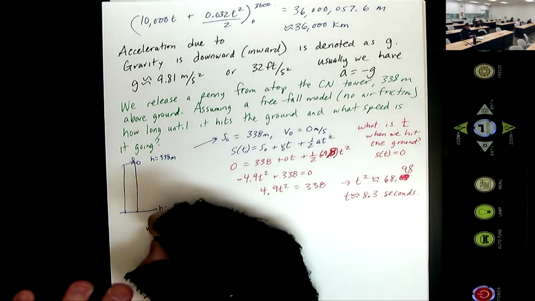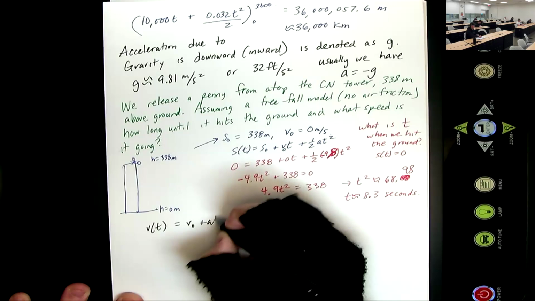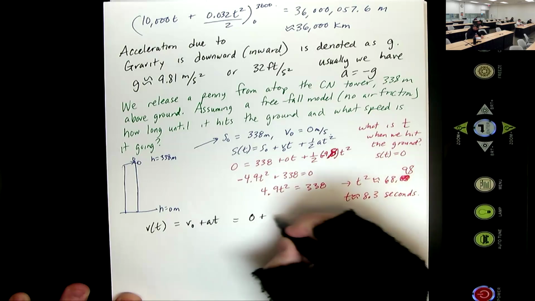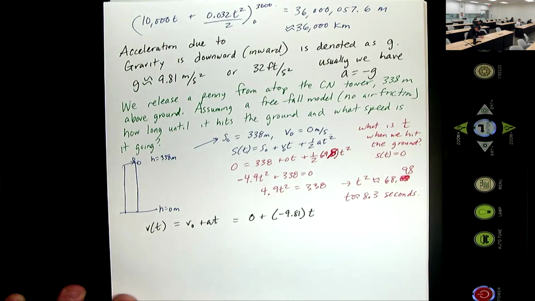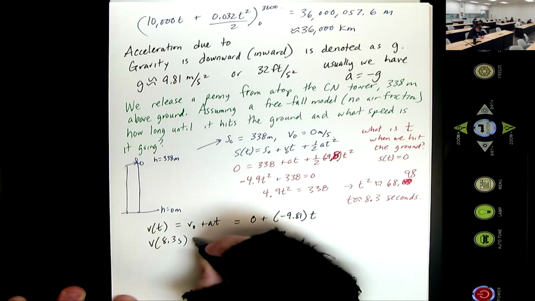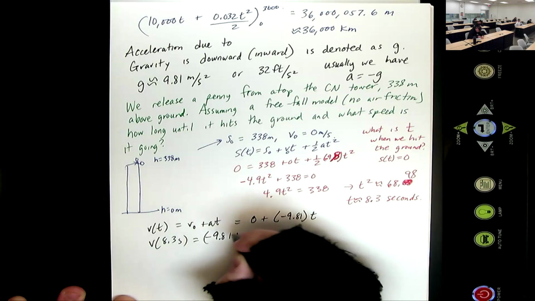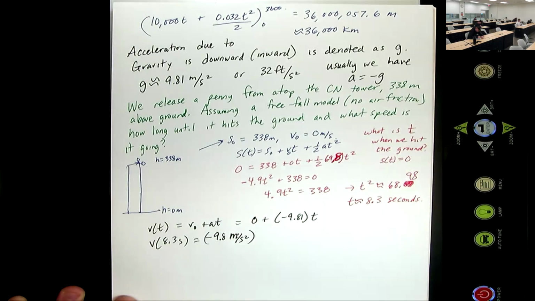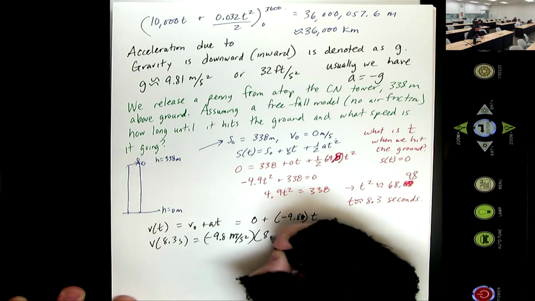Alright, so V of t is V naught plus a t, which is 0 plus negative 9.81 t. And we're looking for the velocity at 8.3 seconds. So negative 9.81 meters per second squared. We'll use 9.8 because that's what I used earlier. I rounded there, so we'll round here. And t is 8.3 seconds.